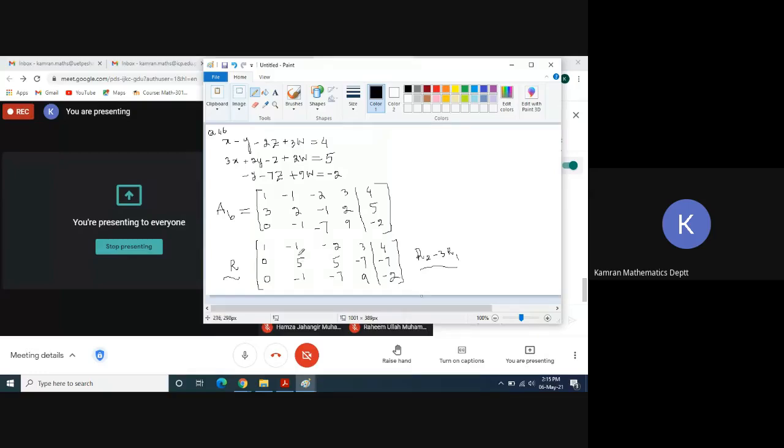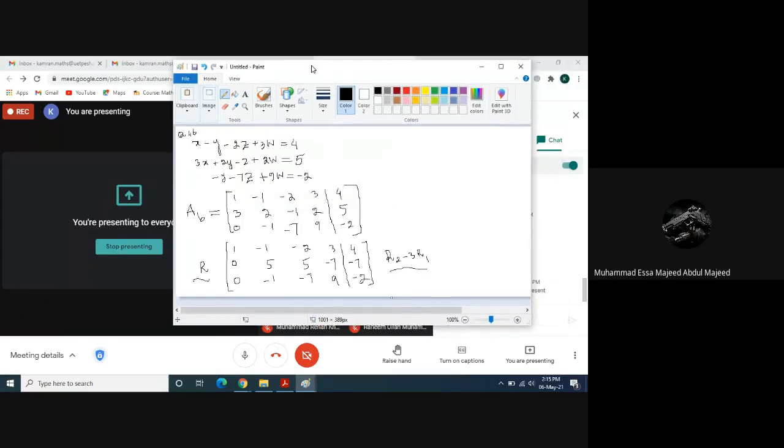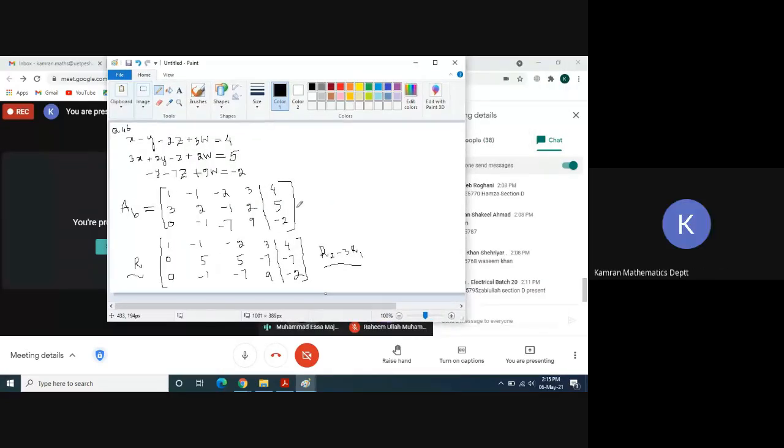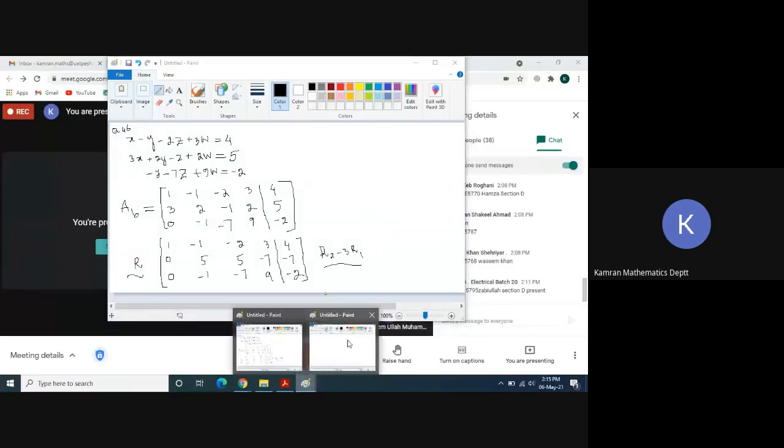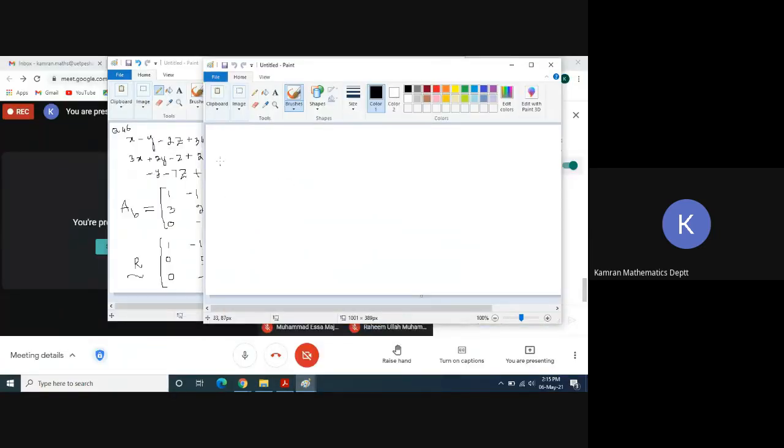Now in the next step, this entry must be equal to 1 because in echelon form or reduced echelon form, the first non-zero entry in each row must be equal to 1. So we need this entry to be equal to 1. So for this, we have to divide R2 by 5. Or we can interchange R3 with R2. So the next matrix will be, and multiply R3 with minus 1 also.